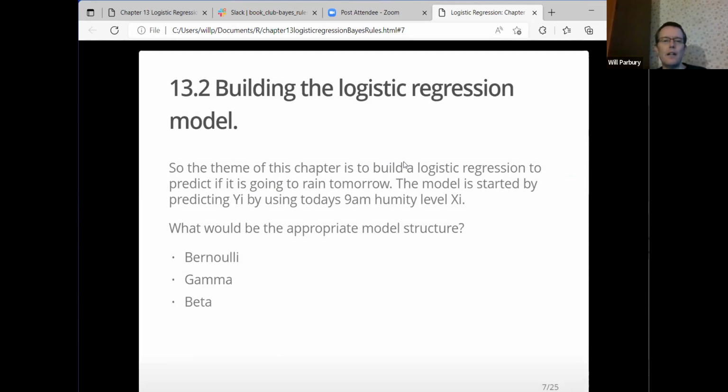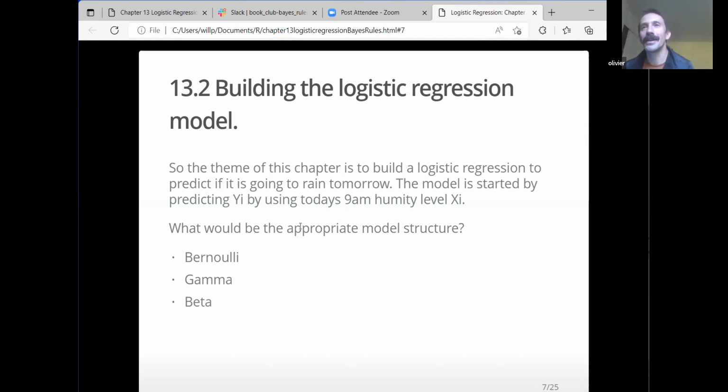Okay, so the theme of this chapter is to build a logistic regression to predict if it's going to rain tomorrow. The model is started by predicting y_i by using today's 9 AM humidity level x_i. What would be the most appropriate model structure? Should we be using Bernoulli, gamma, or beta? It's a question. Take a guess.